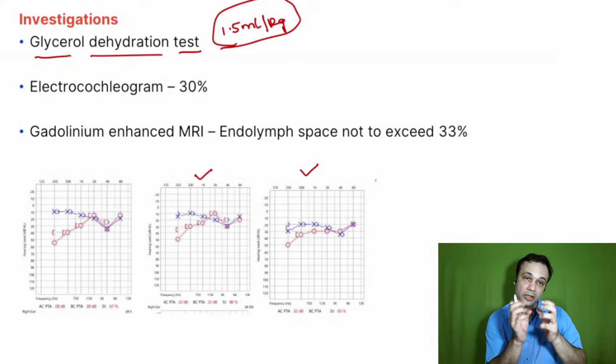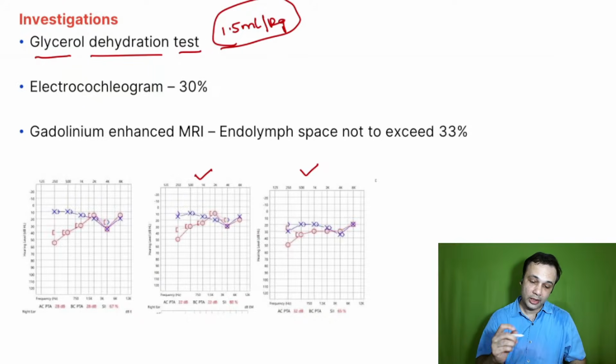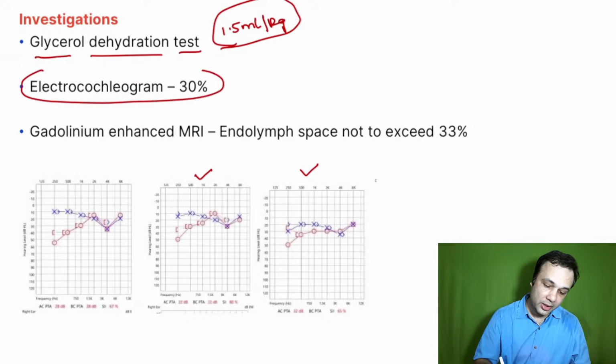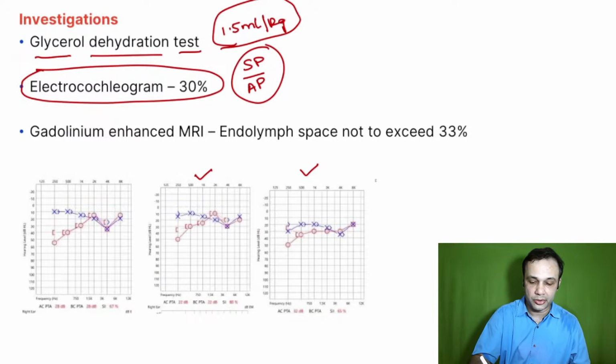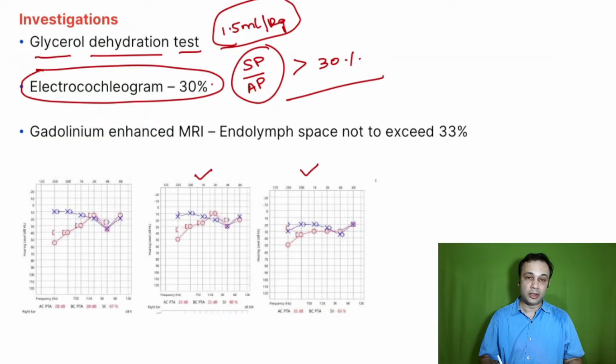That is because of the hygroscopic nature of glycerol. The second important investigation in Meniere's disease is an electrocochleogram. Right, normal SP-AP ratio, that is the summating potential to the action potential ratio, should be around 30%. If it increases to more than 30%, think in terms of Meniere's disease. Right, not diagnostic, but definitely an adjunct to diagnosis.